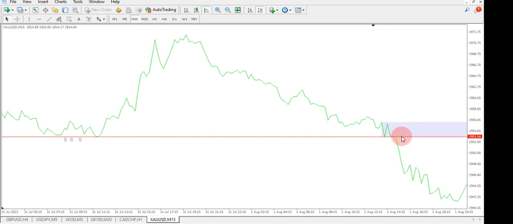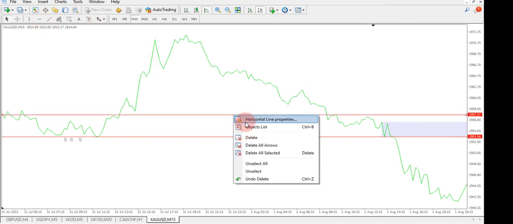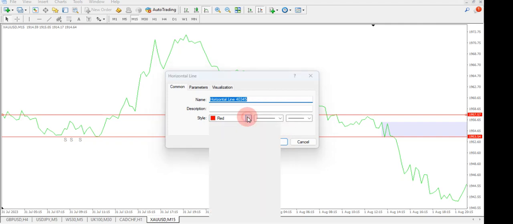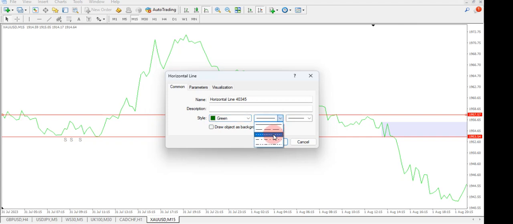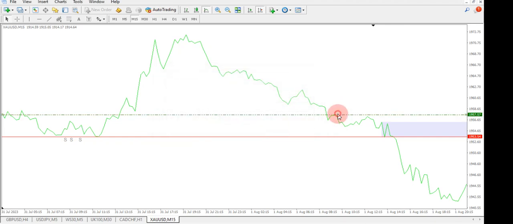Sell limit here, and then 10 to 30 pips stop loss. Okay, so it will be something like this. So it's your sell limit here, and then your stop loss here.